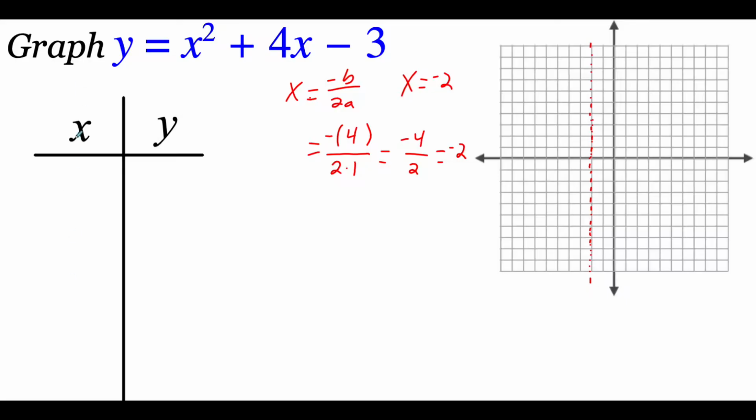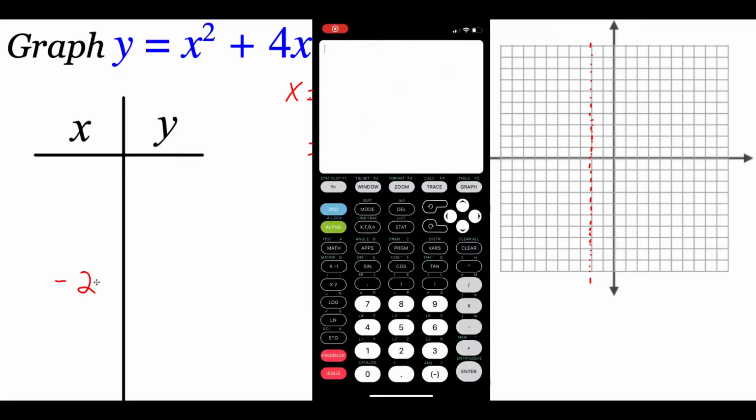Now I'm going to start filling out my x and y chart. Since I know that this x value of negative 2 is kind of the middle value, that's also where the vertex is going to happen. So for my middle x value, I'm going to plug in that negative 2. So I'm going to go to my calculator. First thing I'm supposed to do is take that x value of negative 2 and square it, plus 4 times that x value of negative 2, and then minus 3.